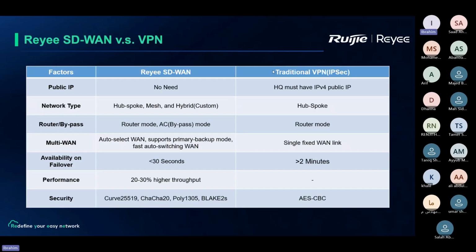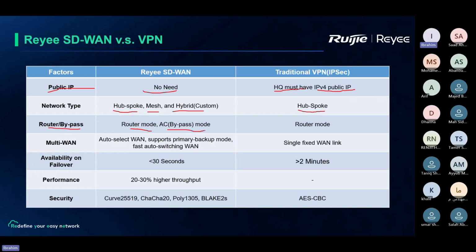Okay, this is just one comparison between the SD-WAN and the VPN. As you can see here, there is no need for a public IP in the SD-WAN, but for VPN, HQ must have a public IP. For network support, in the SD-WAN we can support hub-spoke, mesh, hybrid. For VPN only hub-spoke. Router mode and bypass mode are supported. For VPN only router mode, and this is very important.